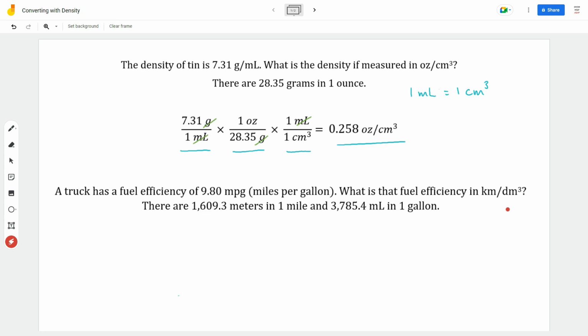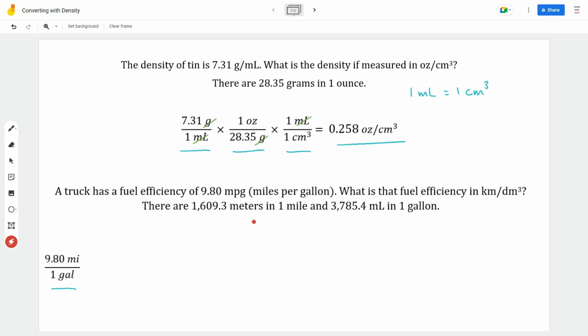But let's get going on this calculation. Starting with what I was given, my 9.80 miles per gallon. Again, notice I write this as a fraction instead of writing it as mpg or even writing it as miles and maybe a slash per gallon. A fraction is going to help you keep track of what's going on and what needs to be canceled. I'm going to first take care of my miles and get that to kilometers, and then I'll come back and worry about my gallons.